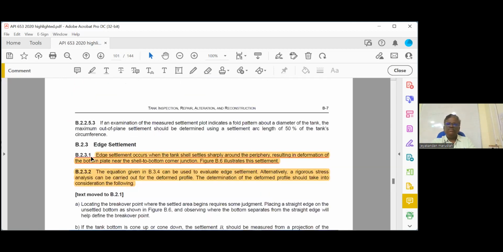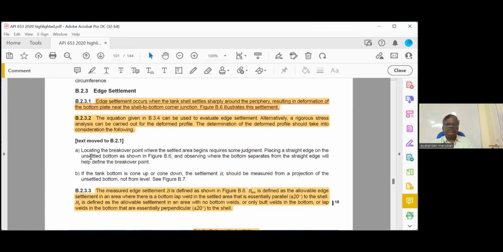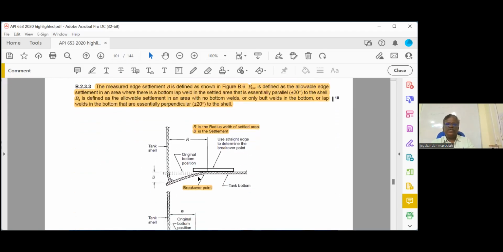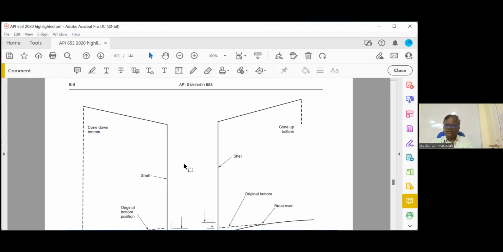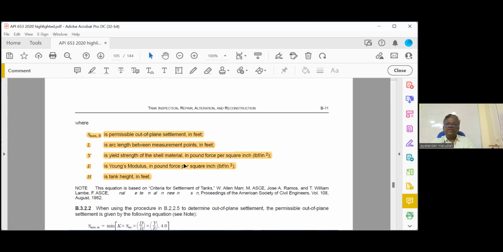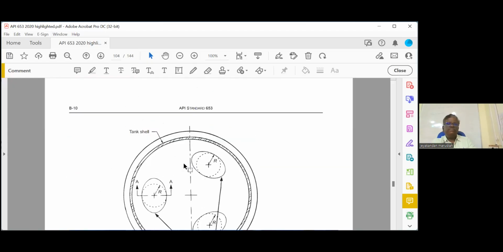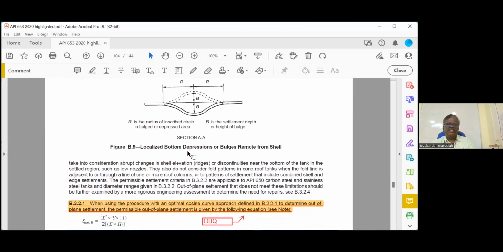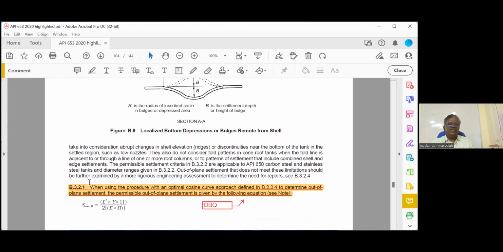So please go to page number B-7. Highlight this sketch. This is the breakover point. Then page number B-10. There is another formula, very rarely asked in the exam.